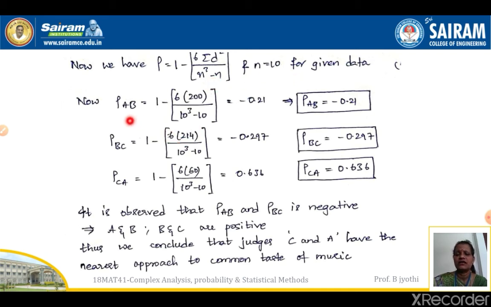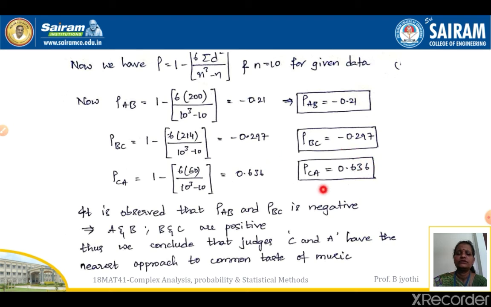So when we take the rank of AB, it is 1 minus 6 into 200 divided by 10 cube minus 10, which on calculation gives us a negative correlation, that is minus 0.21. And when it comes to the judges B and C, what is the rank correlation if you calculate? Here also we are getting a negative correlation, that is minus 0.297. And next, coming to CA, the rank correlation that we are calculating is 0.636.